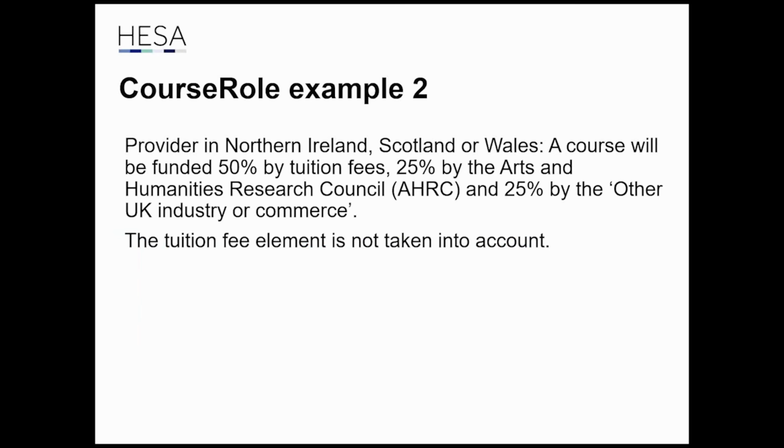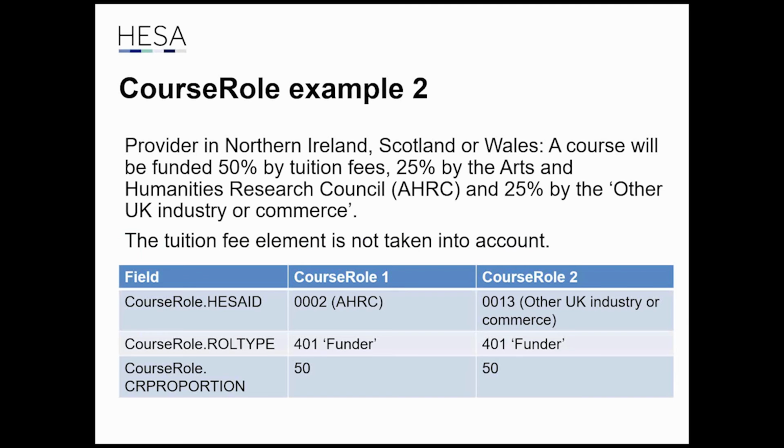So excluding tuition fees, we've got two sources of funding here, which again means we would have two course roles. The role type in both would be funder because we're recording funding. The proportions would both be 50%, again because we're excluding the tuition fee element, which means the remaining funding is 50-50 between these two bodies. And then the HESA ID would record the code for the relevant organisation.